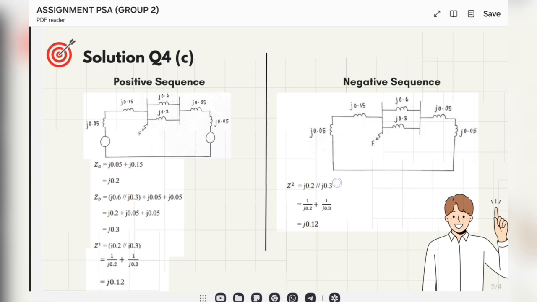So we have Z2 here, J0.2 parallel with J0.3. Why? Because we already found the ZA and ZB. So we just have to calculate these two until we get the same answer as the positive sequence. So we get the J0.12 for the negative sequence.